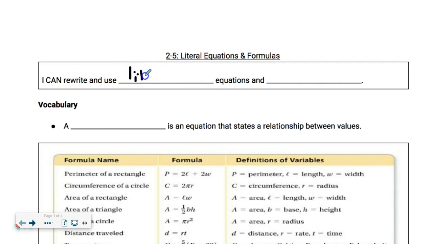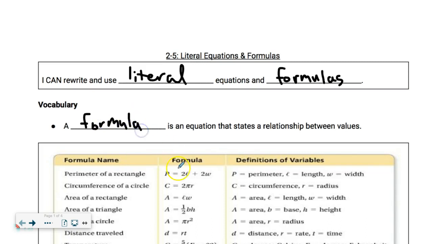and formulas. So here's the deal. Formulas can be rewritten depending on what I'm trying to find, which variable I'm trying to solve for. Long story short, vocab. A formula is an equation that states a relationship between values.